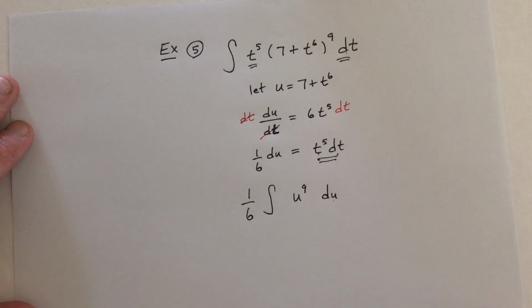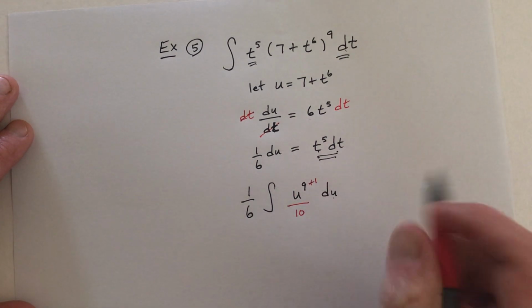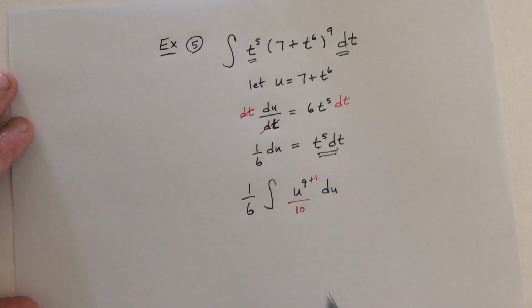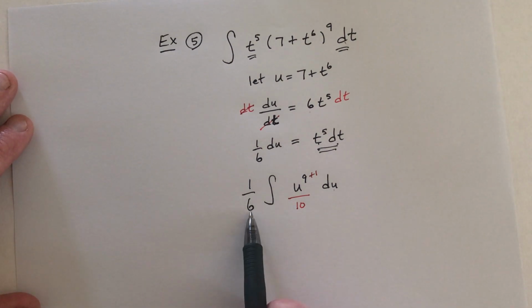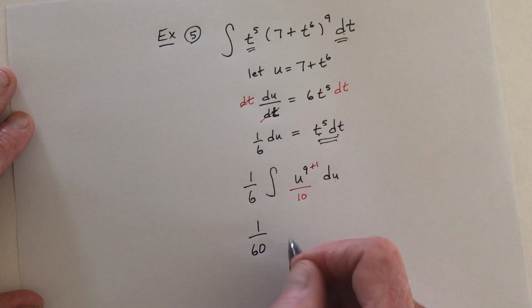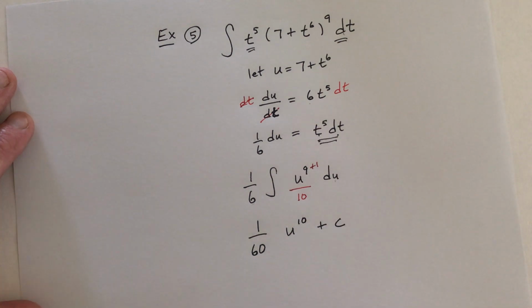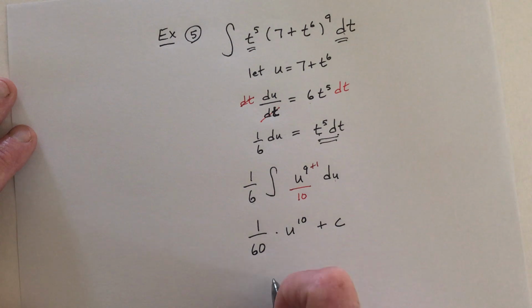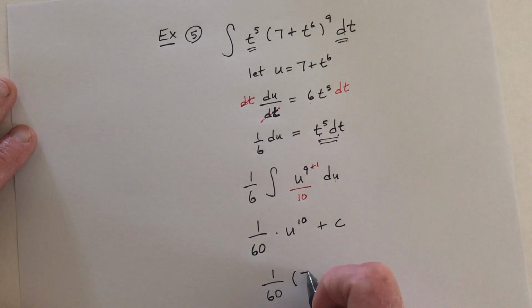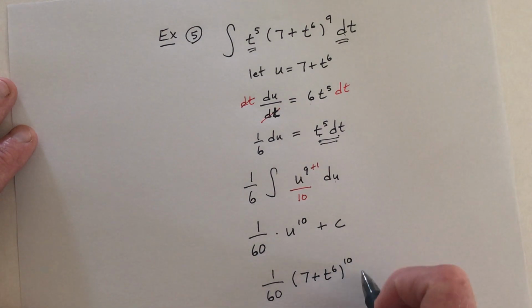And then we're ready to do the antiderivative. So add 1, which is a 10, and divide by 10. When I put this one and this one together, that makes 1/60th, and then it's going to be u to the 10th power plus c. And like always, then replace the u. So the 1/60th can stay there. Replace the u with 7 plus t to the 6th, and then it's to the 10th.